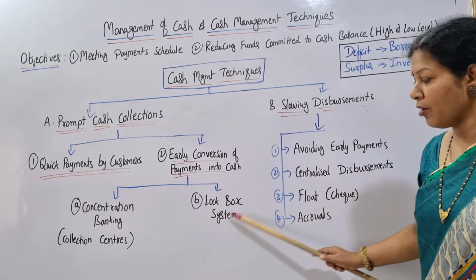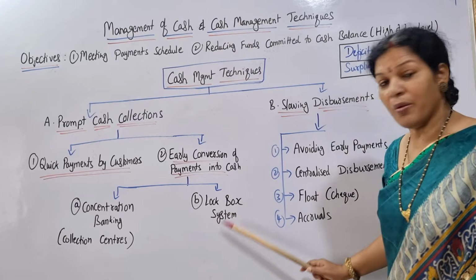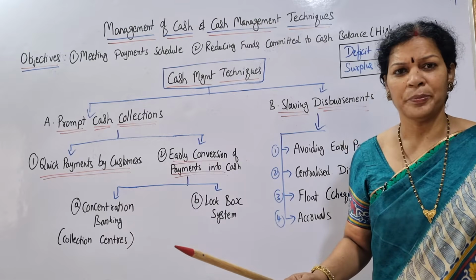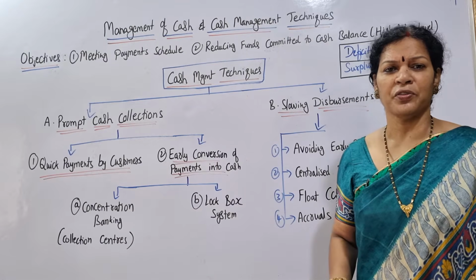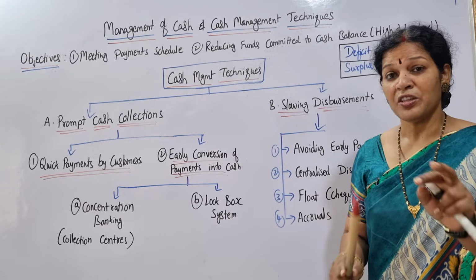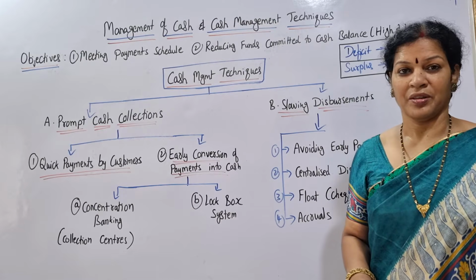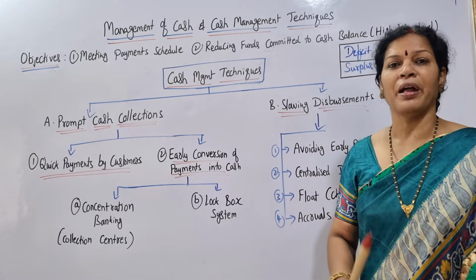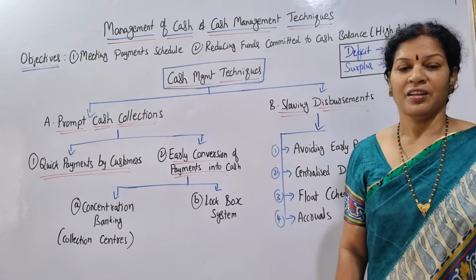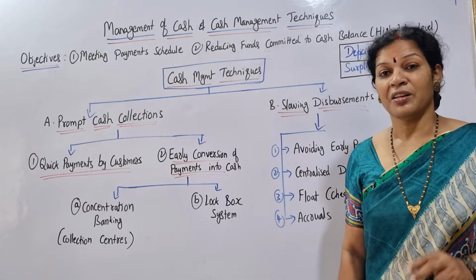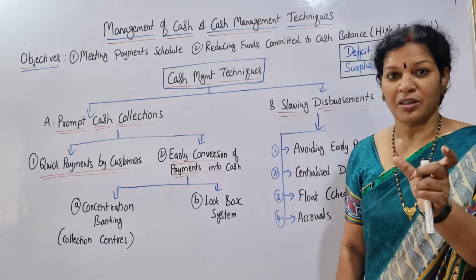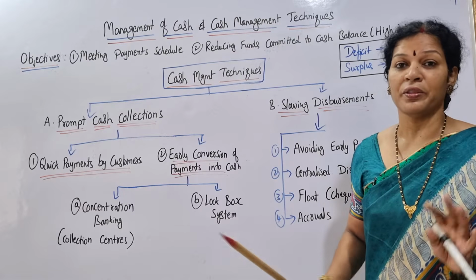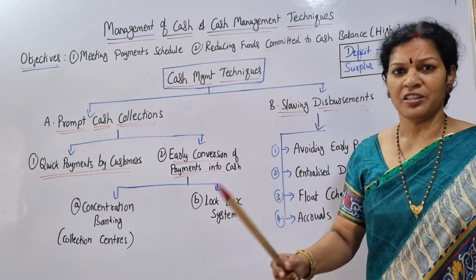Now the second one is the lock box system. The lock box system is related to the post office. There is a post office everywhere in India, and in every country you'll find post offices. So at every post office you keep one box system, that is called the lock box system. There the customer can come and drop their checks. And who will operate this? Authorized post office staff are eligible to open this box. They'll open it and disperse it.